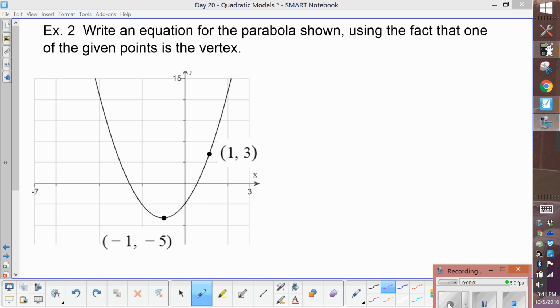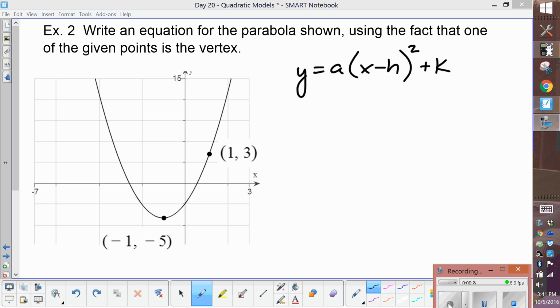Okay, for this example, we're going to go ahead and write an equation. And since I've given a vertex, the easiest method would be to put it in vertex form. So I'll go ahead and write that out. Y, let's do it in a different color here. Y equals A times (X minus H) plus K, and then we'll say quantity squared for that.